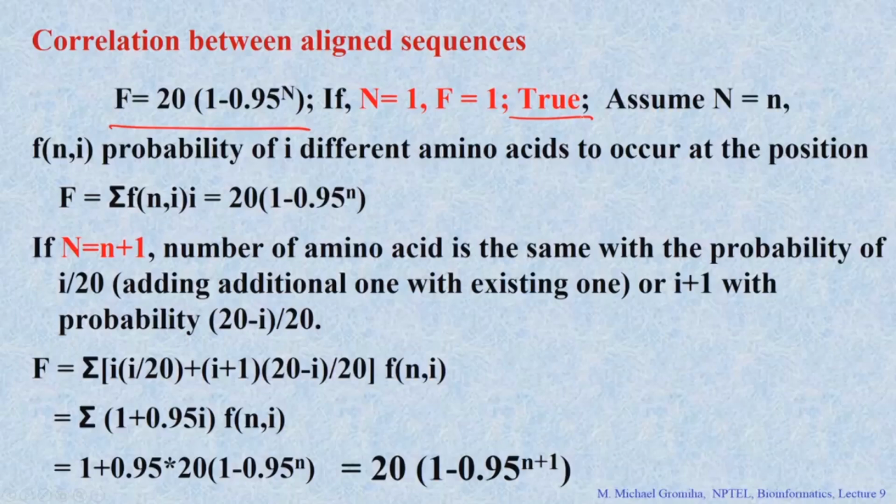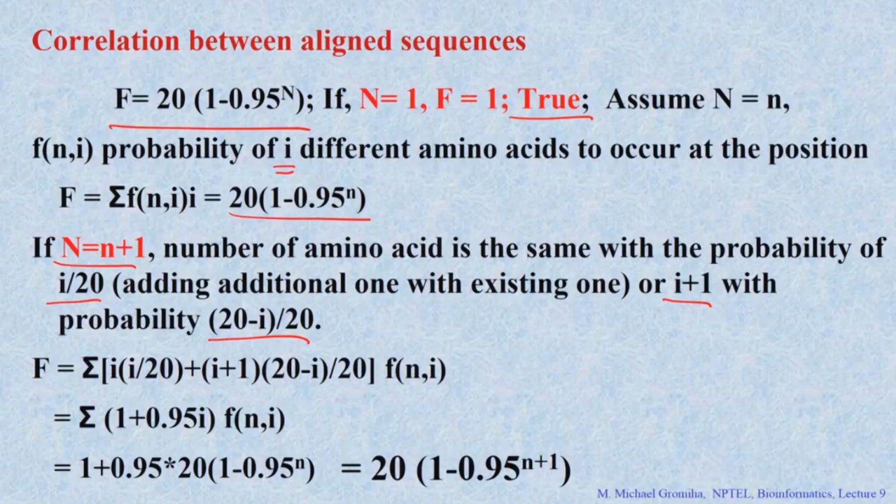So that is true. Then assume n equals n, where f of n, i is the probability of different amino acids occurring at the position. Now if n equals n, you will get this equation: f of n, i is equal to 20 times 1 minus 0.95 to the power n, right, that is fine because we assumed it. Now, if n equals n plus 1, you add one more sequence, and there are two possibilities. One is i by 20, adding the same one, or we can take i plus 1 with the probability of 20 minus i by 20, since there are 20 possibilities, not the same one. So I have to subtract, so 20 minus i divided by 20.